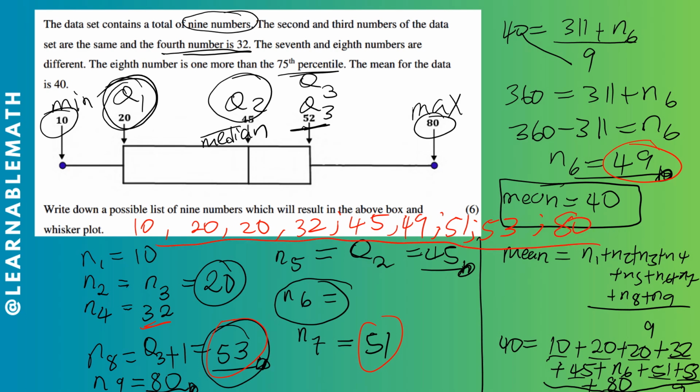So obviously if you are given a box and whisker plot, you have to use the idea of how to get Q1 and which numbers form Q1, which numbers form Q3, and which one is the median. And obviously this will be the first number, the minimum value, and this one will be the maximum value, that is the last number. I hope you find this helpful.